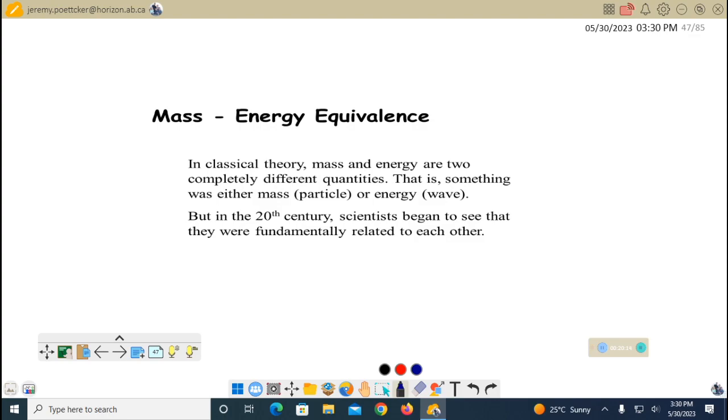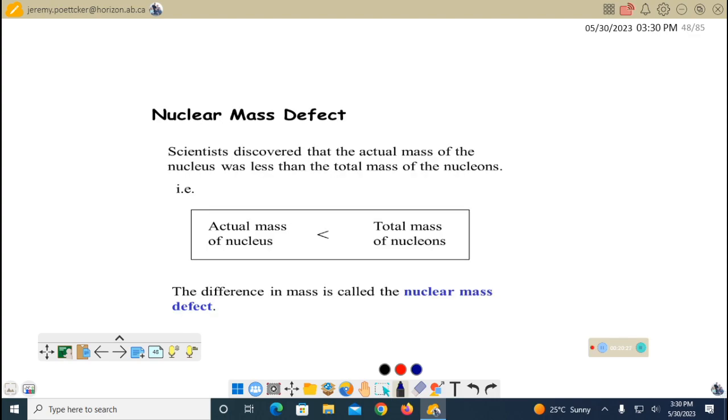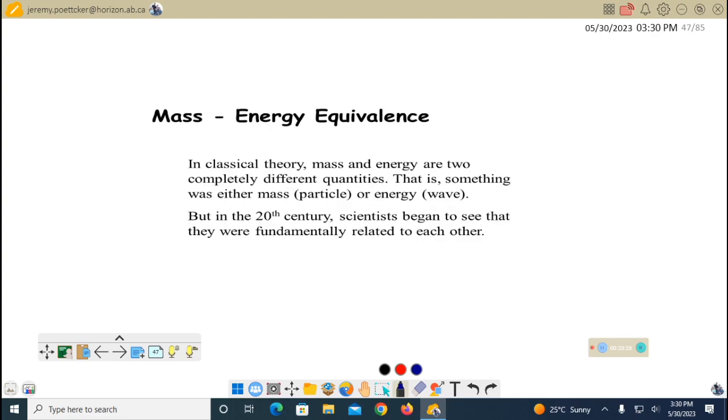All right, so that's the first half. If you need a break, you can take one. But as we move into the second bit on mass energy equivalence, you're going to want to make sure you have your calculator as well as your formula sheet. So let's go.